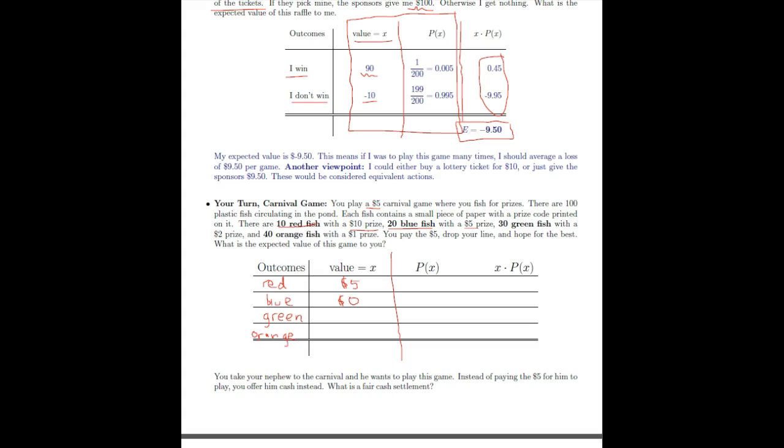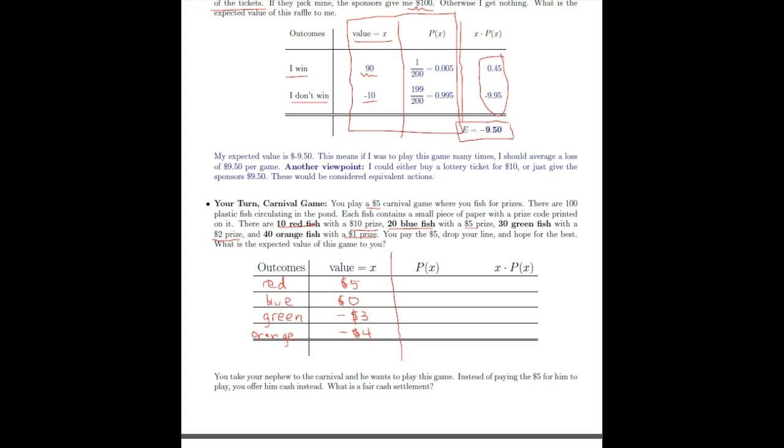And what about green fish? For green fish, you win a $2 prize, but you paid $5 to play to begin with, so you end up with $3 less than you started with, so we'll denote that as -3. And for the orange fish, you can win a $1 prize, but again, you paid $5 to start, so your net outcome is -$4.